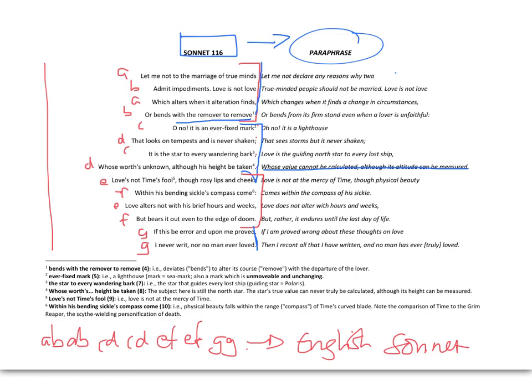Love's value cannot be calculated. You can measure it with your affection for how you feel about your lover, but it can't actually be measured. It's a bit like Shylock's pound of flesh in Merchant of Venice. It can't be measured. There's no way to measure it.